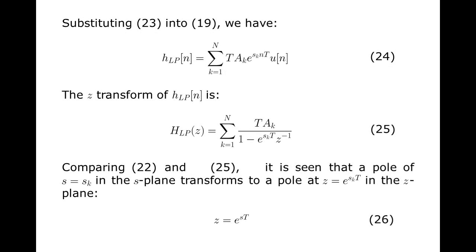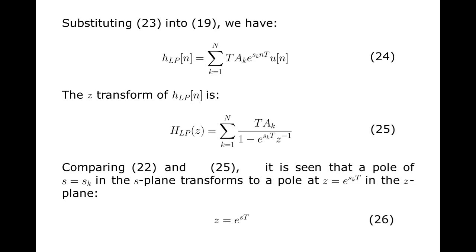So by substituting equation number 23 into equation 19, we will get h_LP[n], that is the impulse response for the discrete one: summation of T·a_k e^(s_k nT) u[n], k is 1 to N. And the Z transform of this h_LP[n] is needed, because we need the digital filter transfer function, so we have to take the Z transform of equation 24.